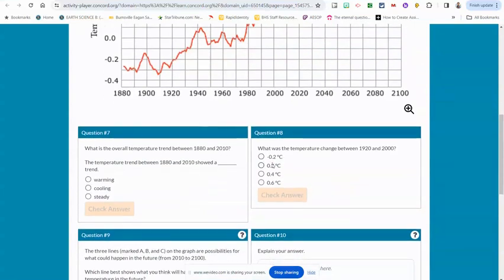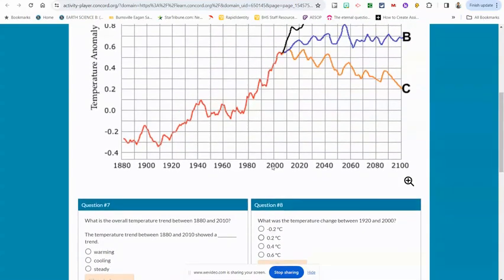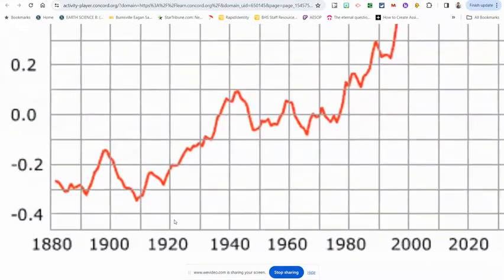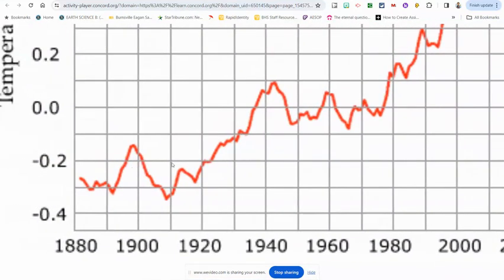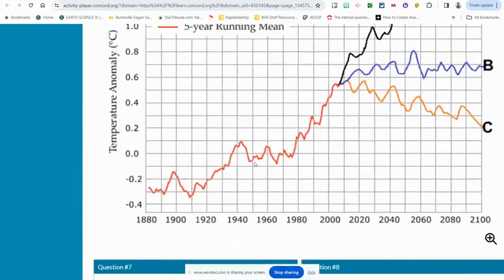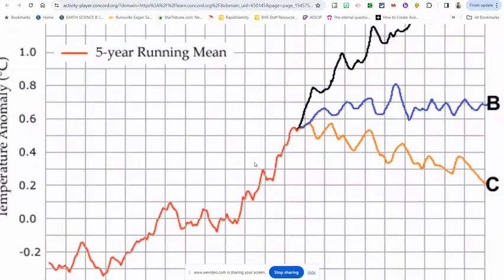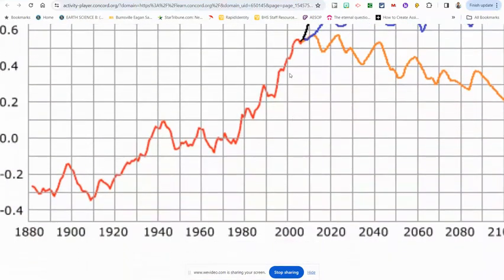Question 8, what was the temperature change between 1920 and 2000? To do that, you're going to have to find the temperature at 1920. So I'm going to zoom in. At 1920, we started off at a minus 0.2. You see where that is, 1920, a minus 0.2 temperature from the average. And the question was to compare that to the year 2000. The year 2000, which is this line, okay, that intersects right here, about 0.45 above.